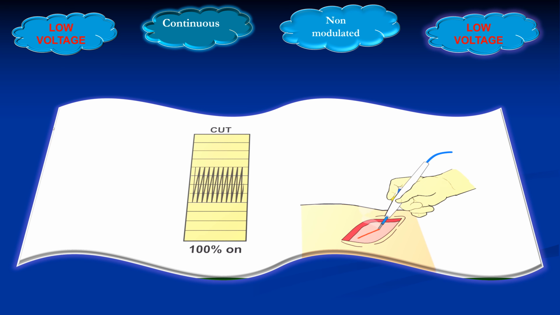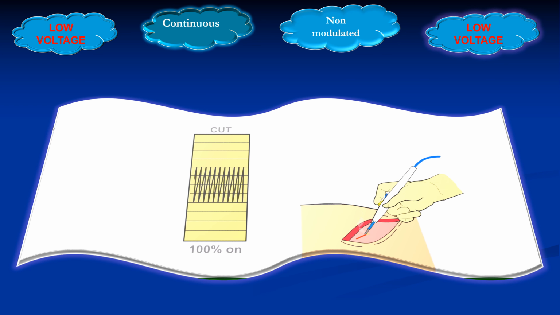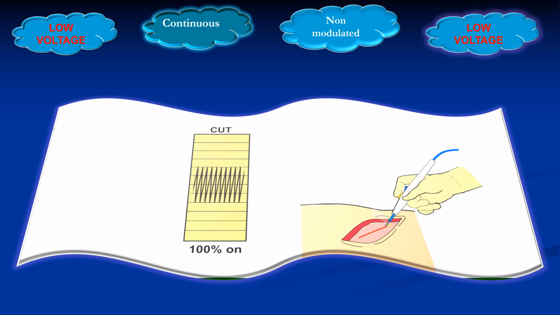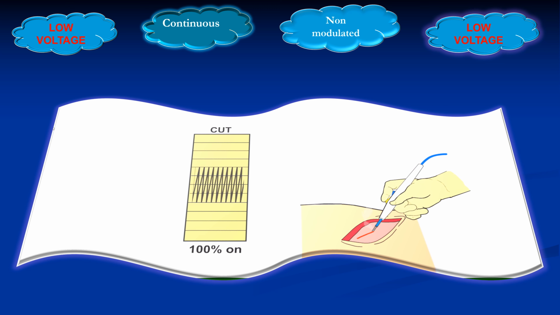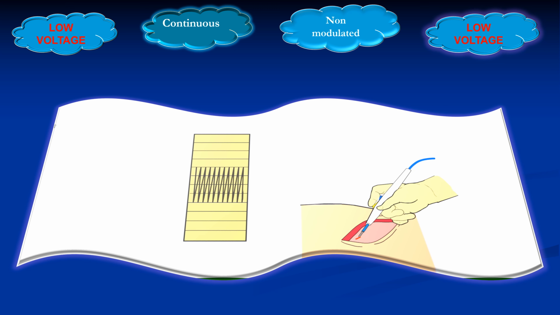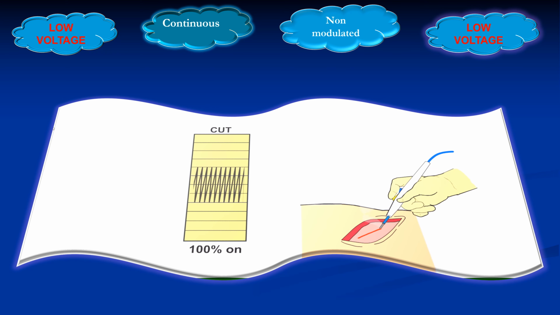To cut tissue, the tip of the electrode should be held very near the tissue to concentrate the current at the tip, and not in direct contact with the tissue.